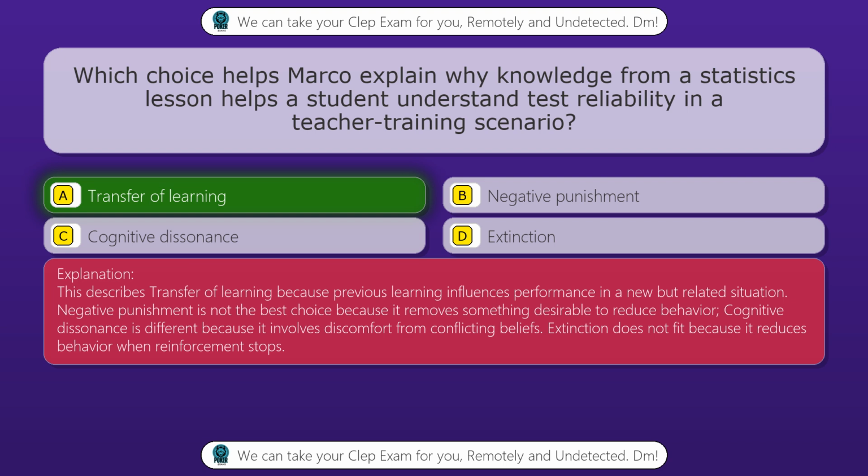This describes transfer of learning because previous learning influences performance in a new but related situation. Negative punishment is not the best choice because it removes something desirable to reduce behavior. Cognitive dissonance is different because it involves discomfort from conflicting beliefs. Extinction does not fit because it reduces behavior when reinforcement stops.